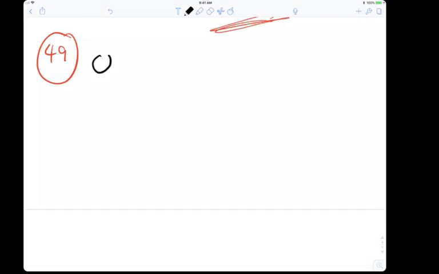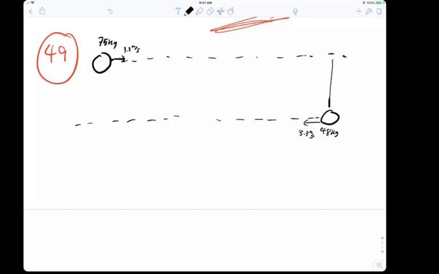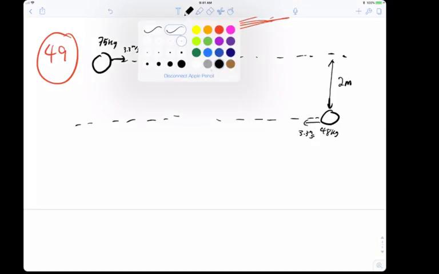It means you got a skater over here, 75 kilograms. And they're traveling with some velocity, 3.3 meters per second. And they're traveling, or they would, along a straight line. And then down here, you got another skater, 48 kilograms. And they're traveling this way, 3.3 meters per second, along a straight line. And it says that the distance between these two lines is 2 meters. And the fun thing happens when they pass each other.